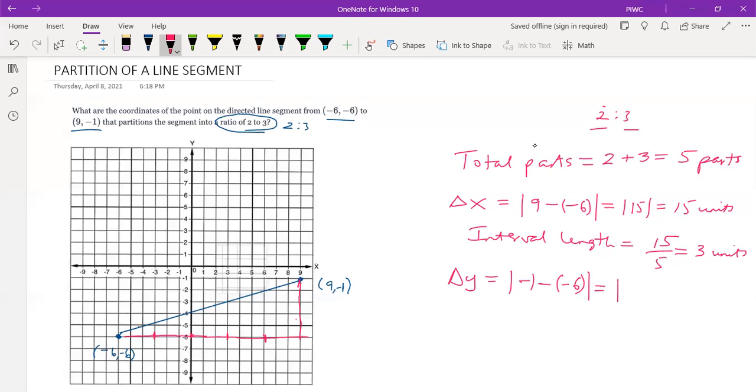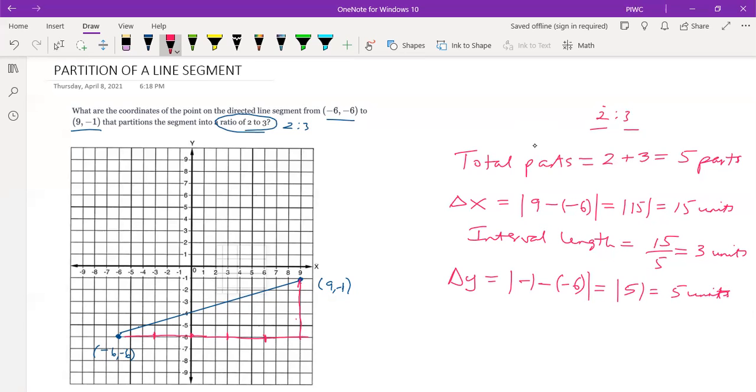So we end up with the absolute value of 1 plus 6, which is 5, which gives us 5 units. So the total length between the 2 y values is 5. You can see 1, 2, 3, 4, 5. So 5 units. And using the graph, you can do everything on the graph.